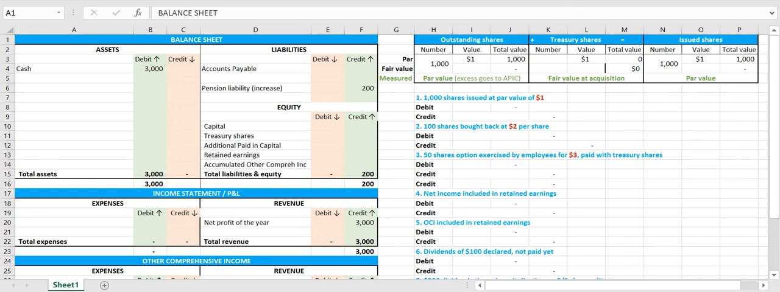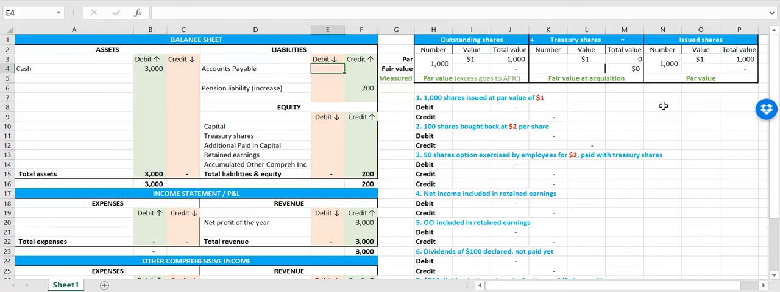Okay, so let's continue now with something more complicated, which is equity transactions. I'm gonna explain them while doing the exercises. That's most of the time the easiest way to understand these things. So let's start with issuing 1,000 shares at a par value of $1.